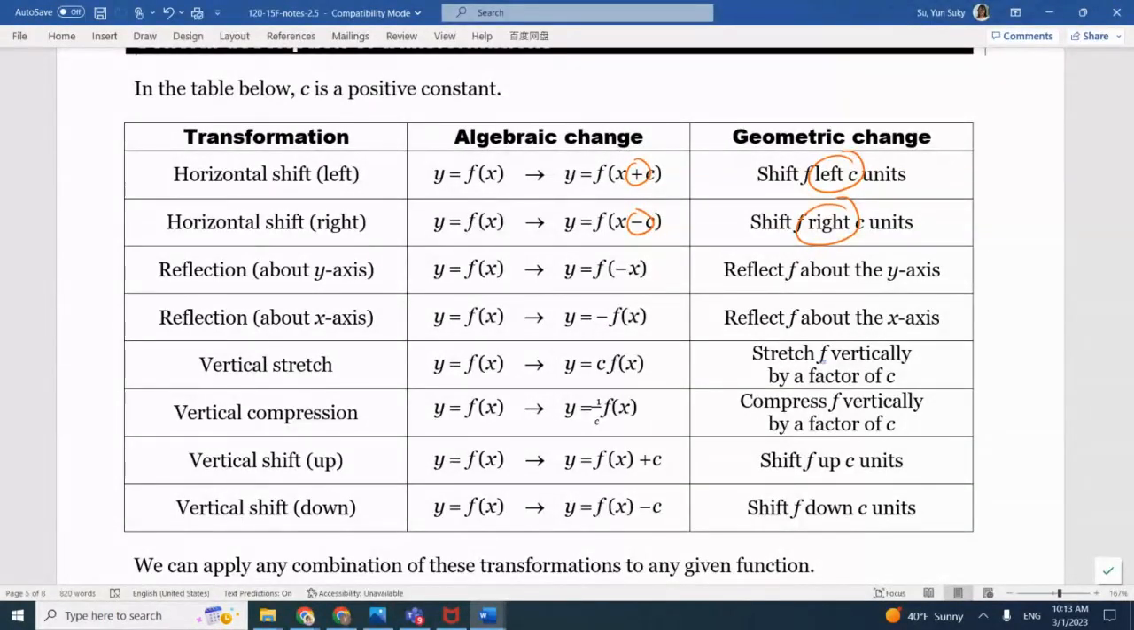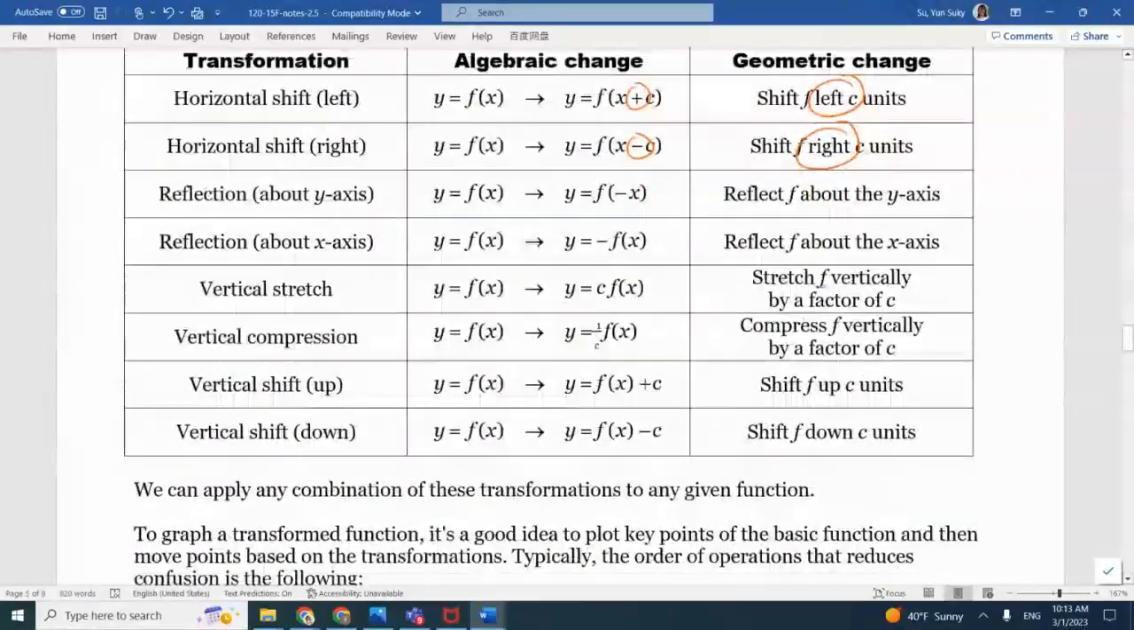And then reflection. Yeah, we talk about reflection. If the minus sign is in front of the x, then we're moving the point from here to there. So reflection over the y-axis. And if the minus sign is in front of the whole thing, we're changing the y. Changing the y is from top to bottom, right? So it's reflection about the x-axis. So that's reflection.